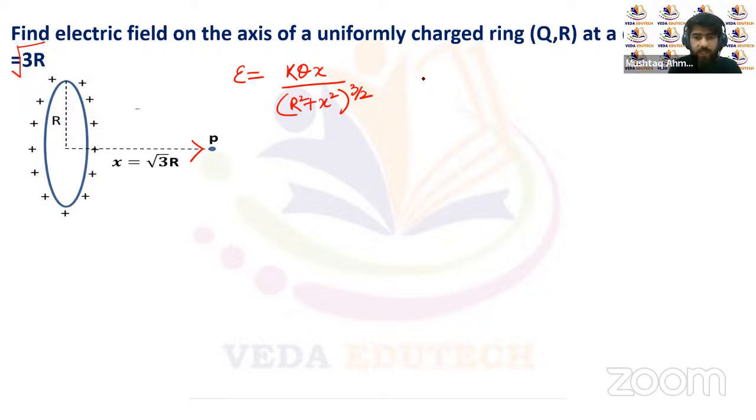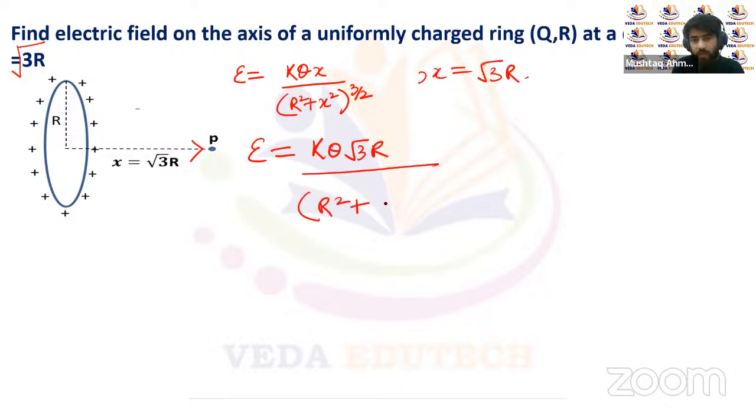Now we have to calculate this field at x equal to root 3r. We'll just substitute the value of x equal to root 3r in this equation. We'll get the electric field at this point, right? That will be x, root 3r, upon r square, x square has to be equal to 3r square, right? 3r square to the power 3 by 2, and from here, it will be kq root 3r, right?